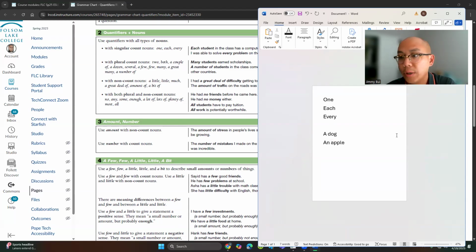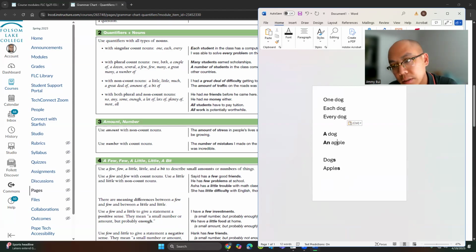These are things that we can count physically: one, two, three, four, five, six. And then they also have a plural form, meaning that they end in S. So dogs, and then we have apples, right? The article a or an signifies that this is one. The S shows that it is plural. Now, with quantifiers, it again answers the question how much or how many. And so for singular count nouns, you've got one dog, each dog, every dog.